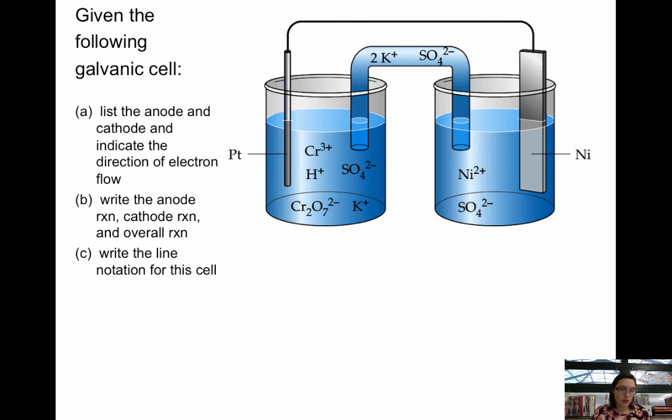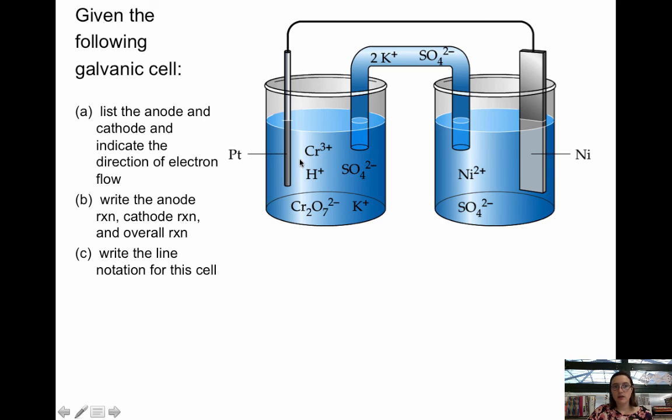And then given the following, A says list the anode and cathode, indicate the direction of electron flow, write the anode reaction, cathode, and overall, and write the line notation. So I want you to actually try this on your own. I want you to represent everything, work through this problem, and then we're going to go through this in class.